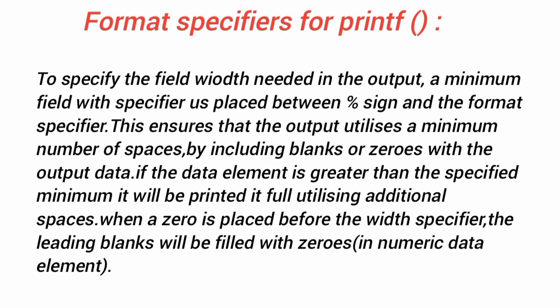To specify the field width needed in the output, a minimum field width specifier is placed between the percent sign and the format specifier. This ensures that the output utilizes a minimum number of spaces by including blanks or zeros with the output data. If the data element is greater than the specified minimum, it will be printed in full utilizing additional spaces. When a zero is placed before the width specifier, the leading blanks will be filled with zeros in numeric data elements.